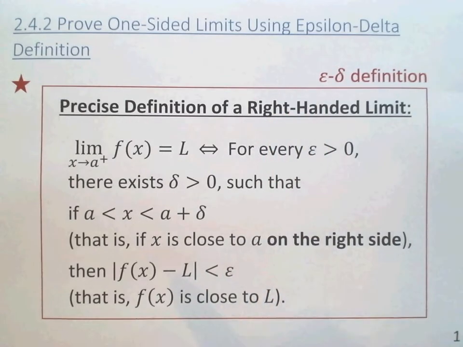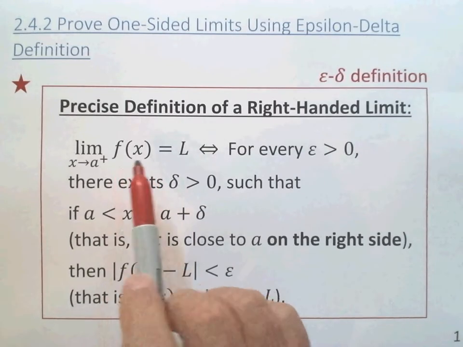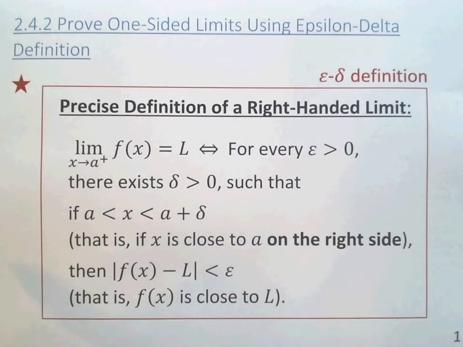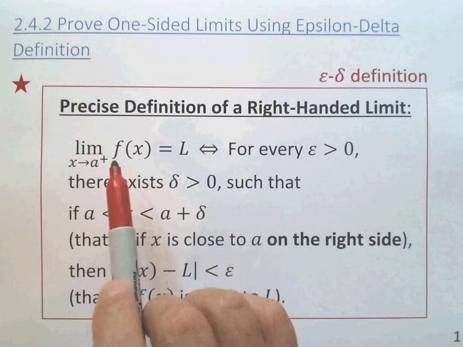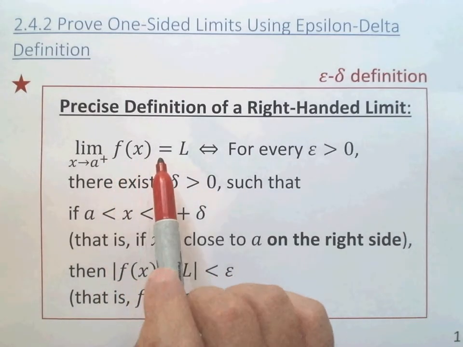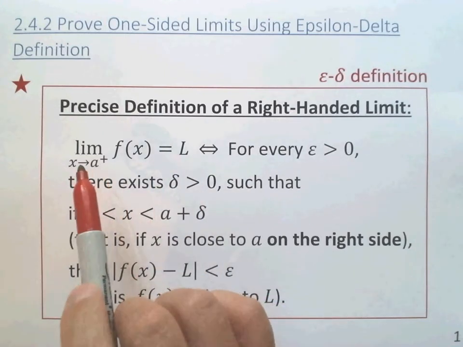Here is the right-handed limit equals L for the function as x approaches a from the right side. So how do you say it? Remember the intuitive definition, which means we can make f arbitrarily close to L by taking x arbitrarily or sufficiently close to a from the right side, right?